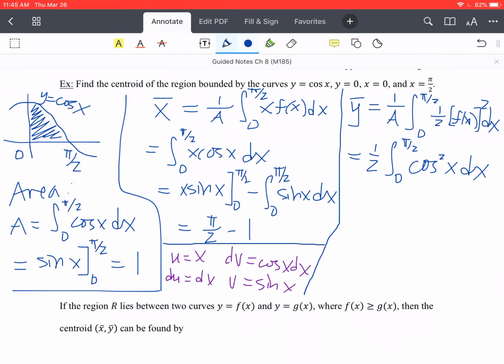Now for this one, we can't really use a trig identity here, because taking the integral of cosine squared, just turning it into 1 minus sine squared, you haven't fixed the problem. You just have sines instead of cosines. So we're going to use here that double angle identity that we saw back in chapter 7. So that identity says, so I have 1/2 integral 0 to pi over 2, that tells us cosine squared of x is going to be 1/2 times 1 plus cosine of 2x dx.